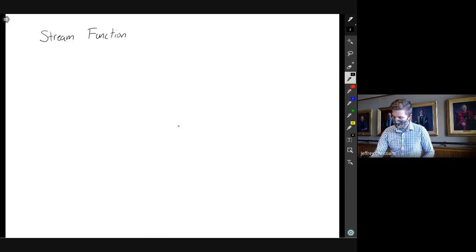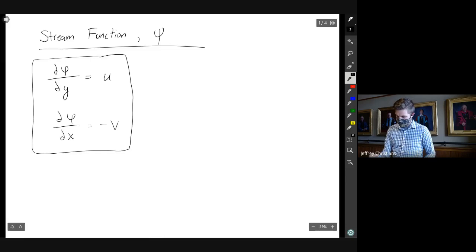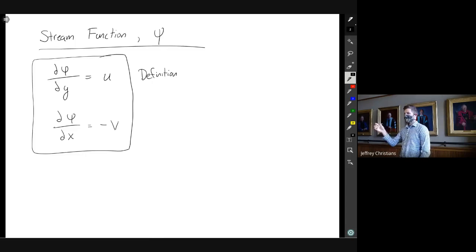The variable that we use is psi. We defined the stream function in this really weird way. We said that the stream function is defined by two separate partial differentials. The partial of our stream function with respect to y equals u, and the partial of our stream function with respect to x equals negative v.